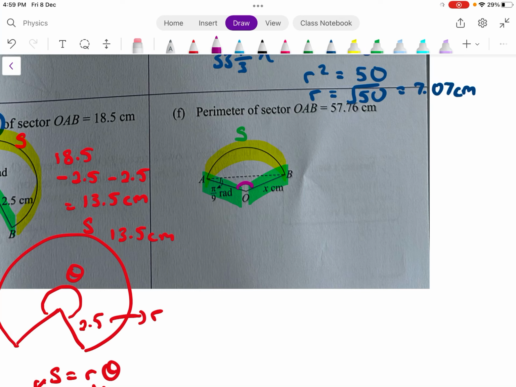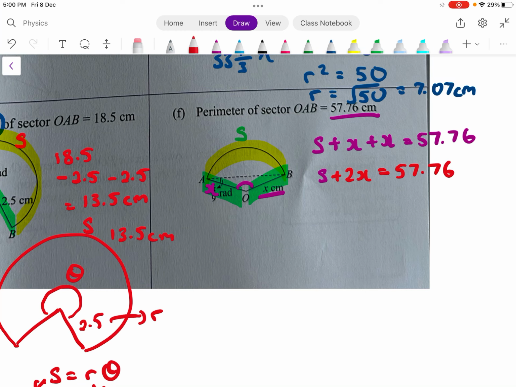Okay, so the perimeter is 57.76. So I want to find S, meaning that, okay, this one a bit more challenging already. So S plus X plus X will give you 57.76 centimeter. Because I don't know the radius, so I know the radius is X, then of course here is X also. So S plus 2X equal to 57.76.